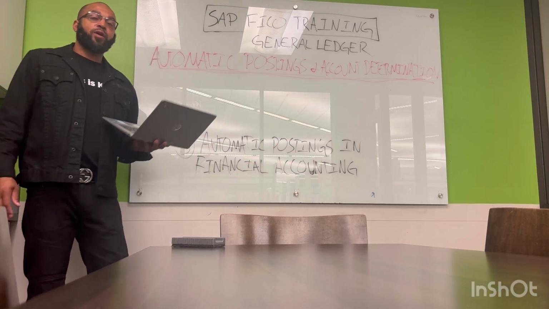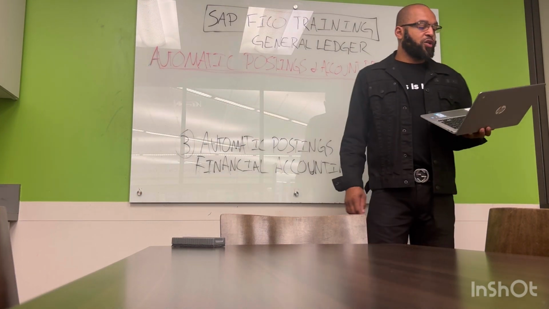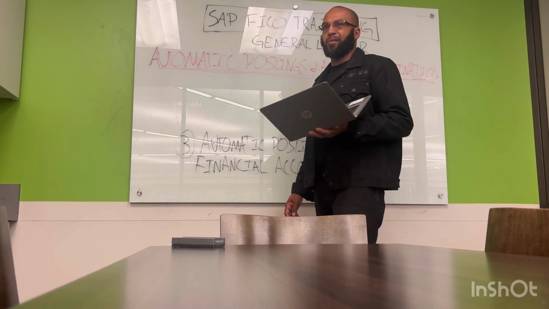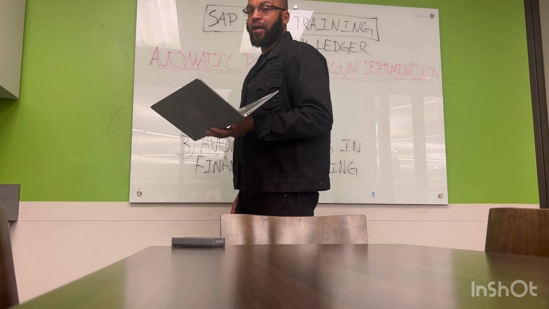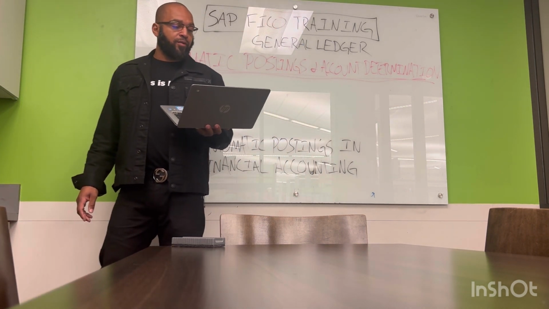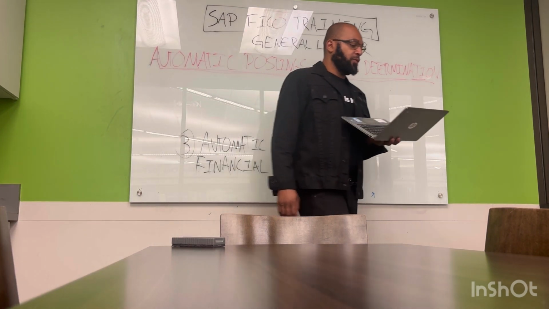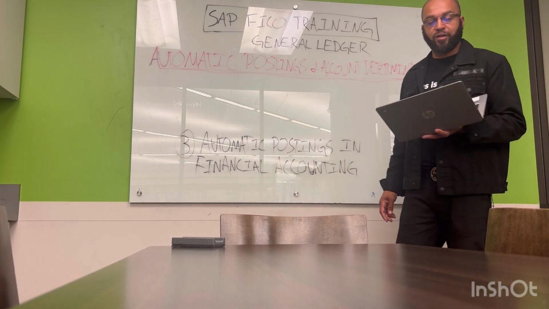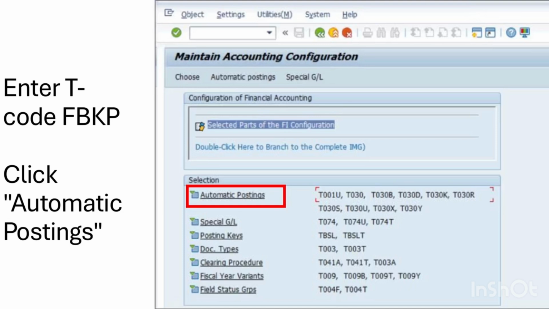Okay, let's go into SAP. Go ahead and log in, and I always recommend doing this in a sandbox or a quality client, something like E2Q. You don't want to be screwing around in production. If you are in production, make sure you don't save or post anything. Enter the T code FBKP, press enter, and click on automatic postings.